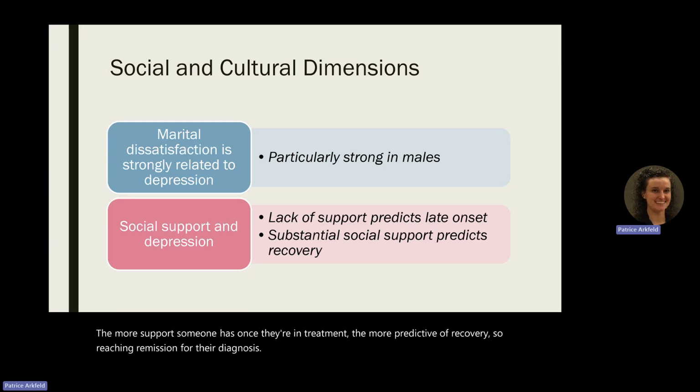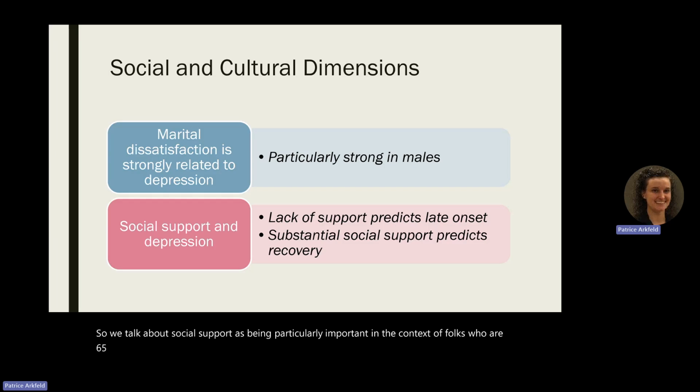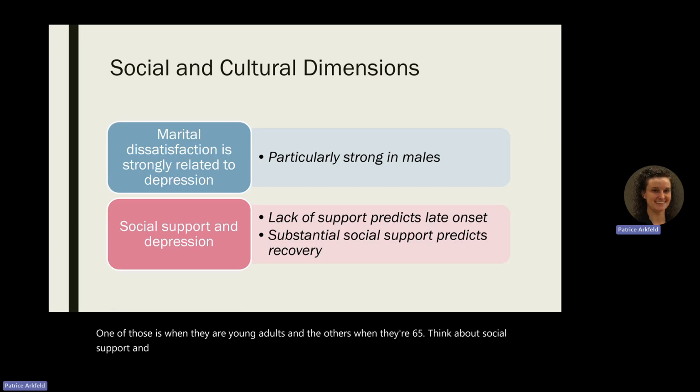Support is a huge factor when it comes to depression and having an opportunity to chat with people. So we talk about social support as being particularly important in the context of folks who are 65 and older. Because remember, there are 2 times in someone's life when they are at most risk for developing depression. One of those is when they are young adults, and the other is when they're 65. Think about social support and around the time that you're 65. What's happening in your life to your social support?